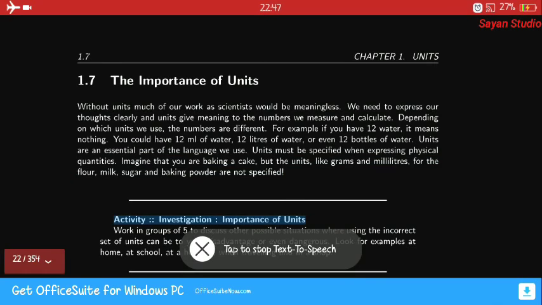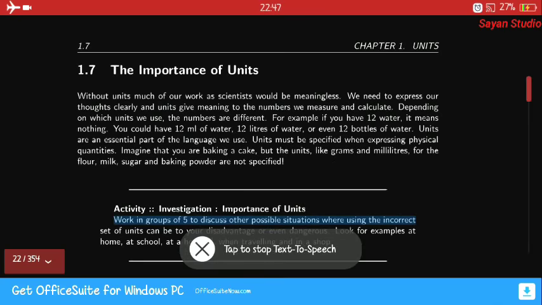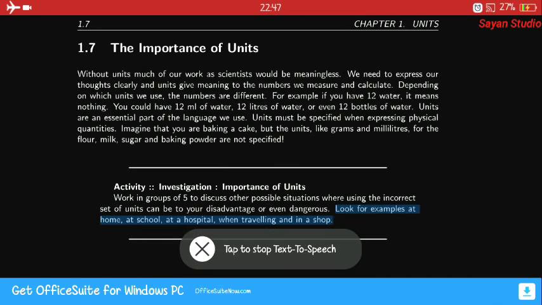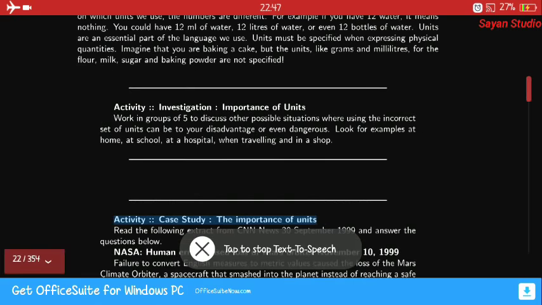Activity, investigation, importance of units. Work in groups of 5 to discuss other possible situations where using the incorrect set of units can be to your disadvantage or even dangerous. Look for examples at home, at school, at a hospital, when traveling and in a shop.